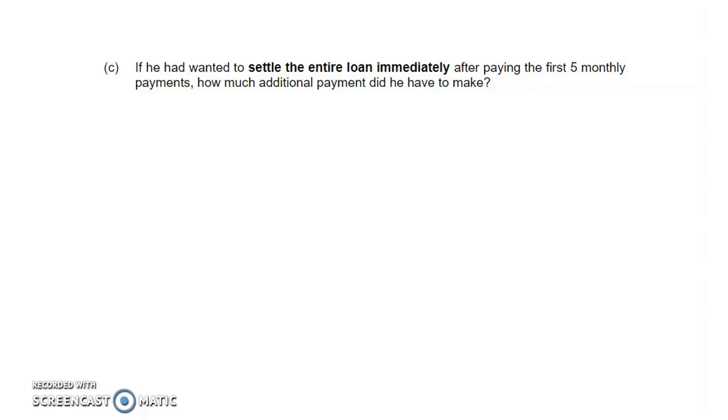Okay, now let's look at an example of an outstanding loan. An outstanding loan is where we want to settle all the loan earlier, before the time. Look at question C here. If we had wanted to settle the entire loan immediately after paying the first 5 monthly payments, how much additional payment did we have to make? Okay, so which formula do we want to use? Again, whether to use the present value or future value formula. Look at the concept here.